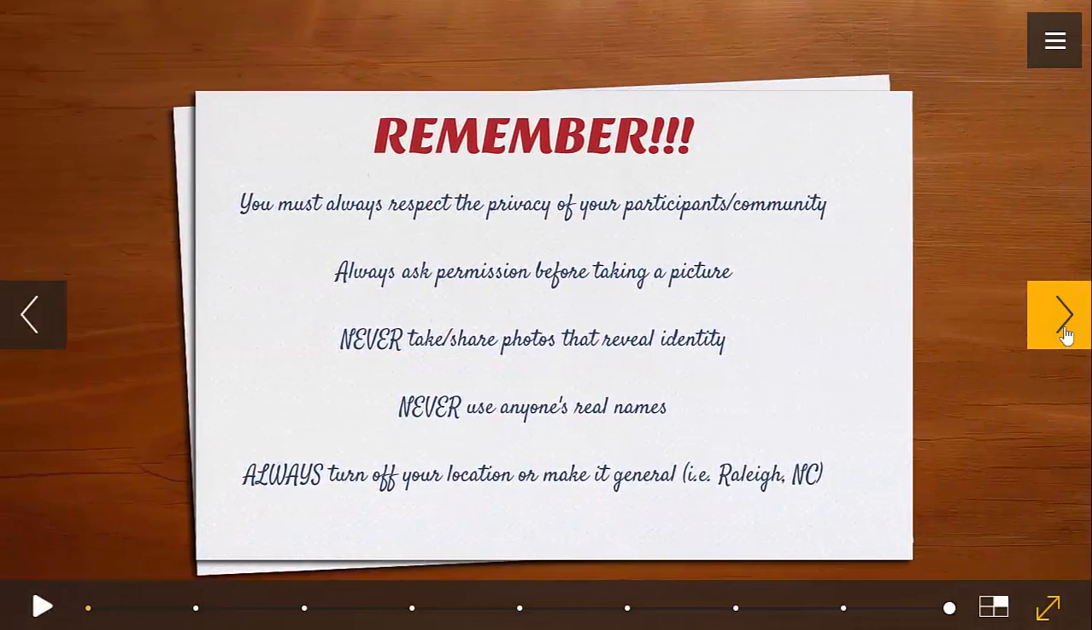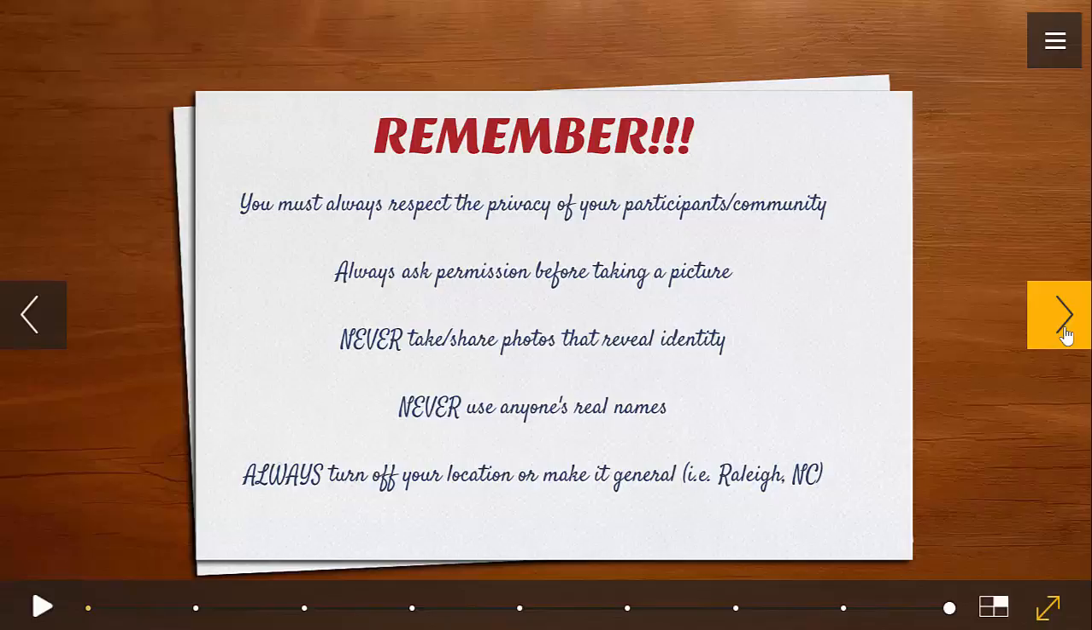So a few things to remember here. You have to respect the privacy of your participants and community. And so if I go down to the very last point, I have always turn off your location or make it general. So I think mine might have said Raleigh, North Carolina. But what I noticed was that because I was in middle school, if I hadn't turned off my location, it would have stamped the name of the school on there. And I don't want that, right? We don't need to know what school I'm in and who I'm talking about. So think about that. Pay attention to location services when you are pushing out live field notes. Check that before you start.